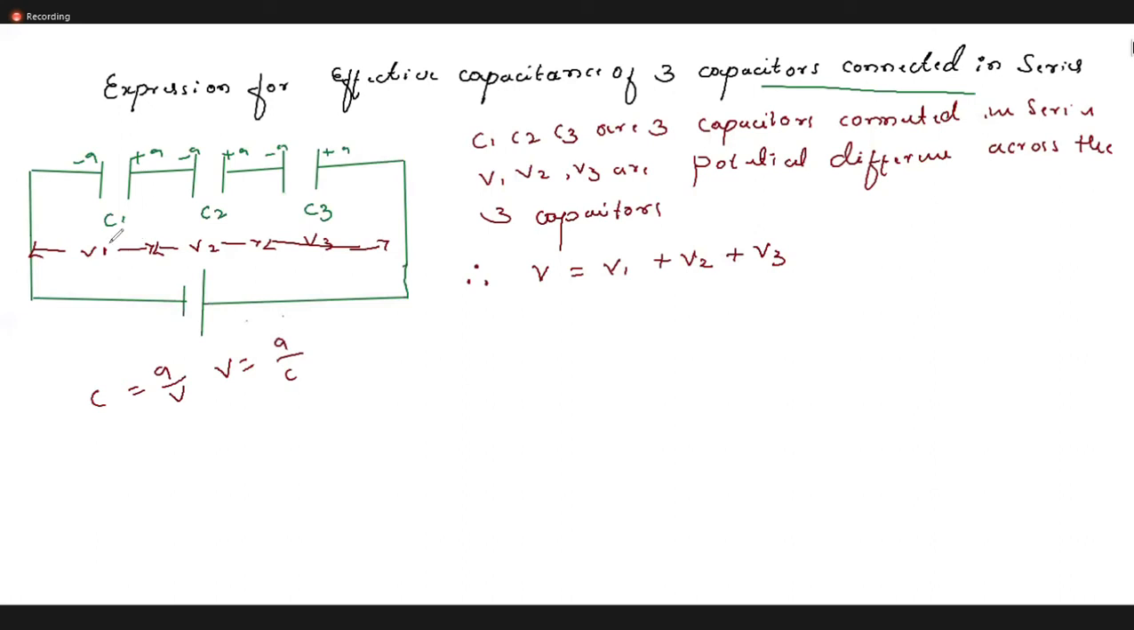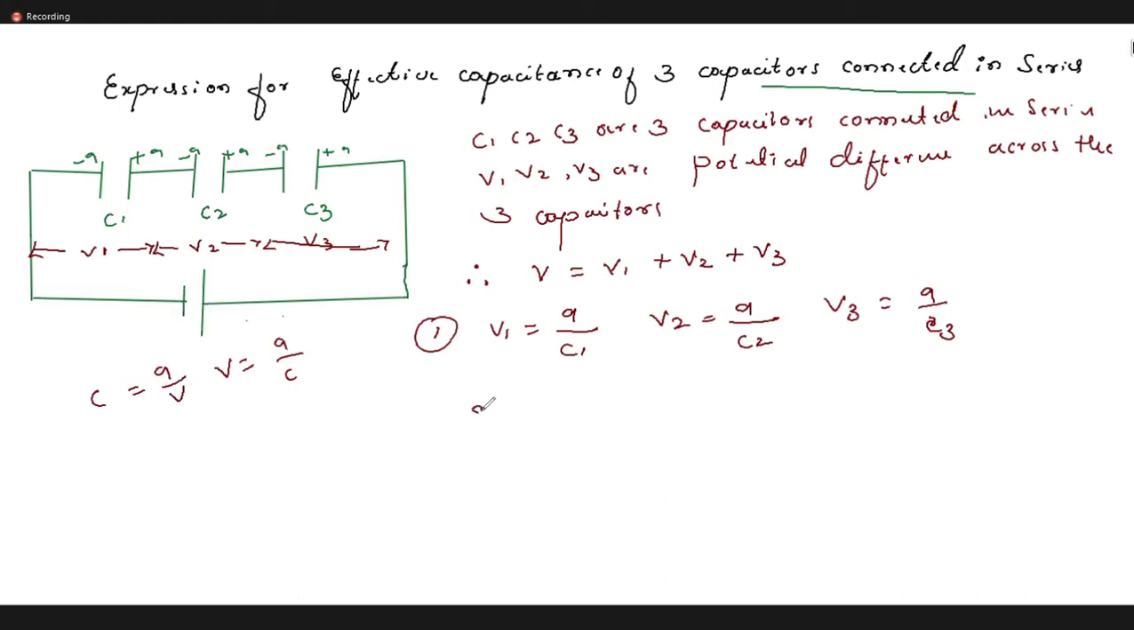Yes. Now for the first capacitor, what is V1? V1 is equal to Q by C1, since the charges will be the same. Now what is V2? V2 is equal to Q by C2. V3 is equal to Q by C3. Now can you write all the values here?